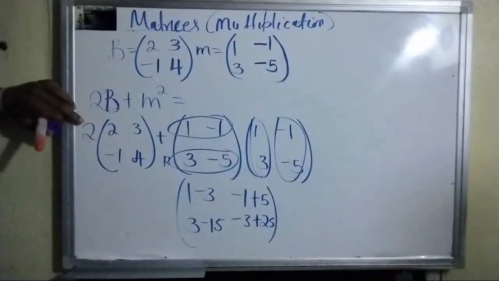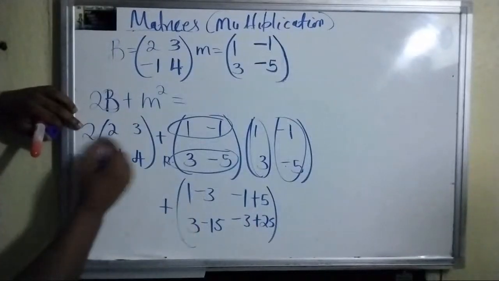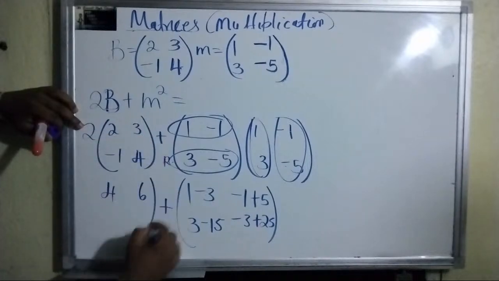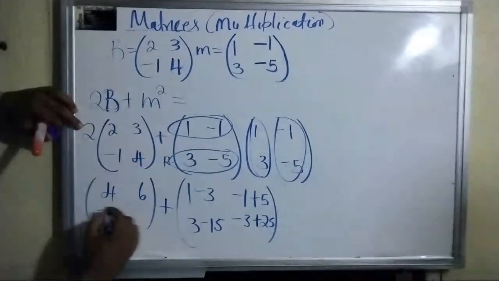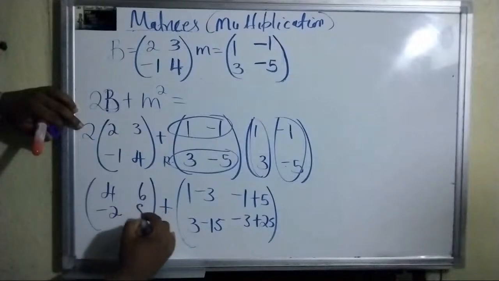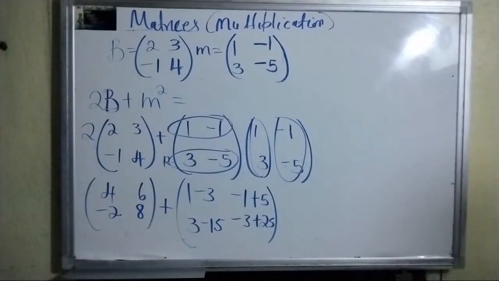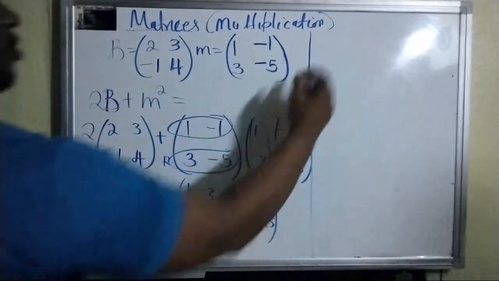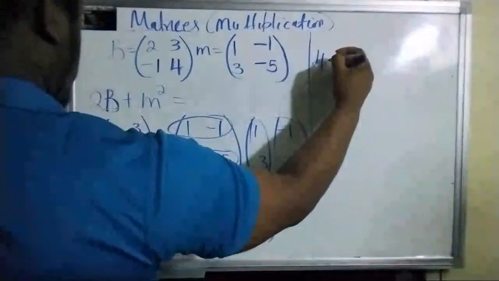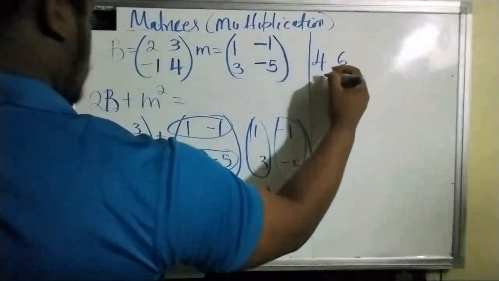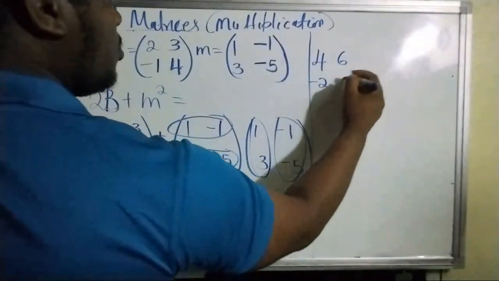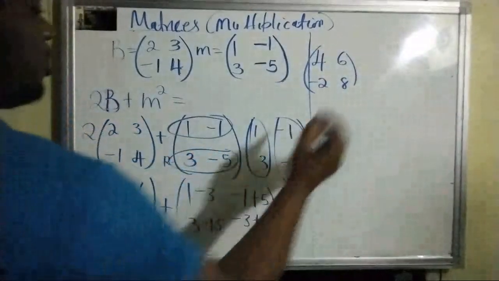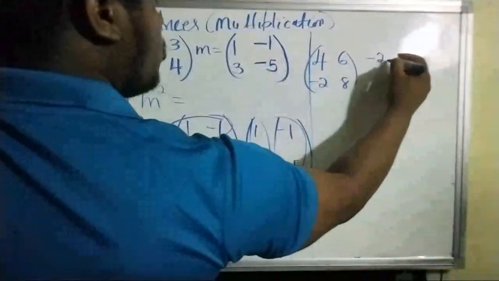Alright, so now we're going to expand each by 2. 2 2s 4, 2 3s 6, 2 times 1, negative 2, and 2 4s 8. Alright, we could tidy up that part here first because I don't want any confusion. So let us rewrite this. So we have 4, 6, negative 2, and 8. So 1 minus 3, that's negative 2.